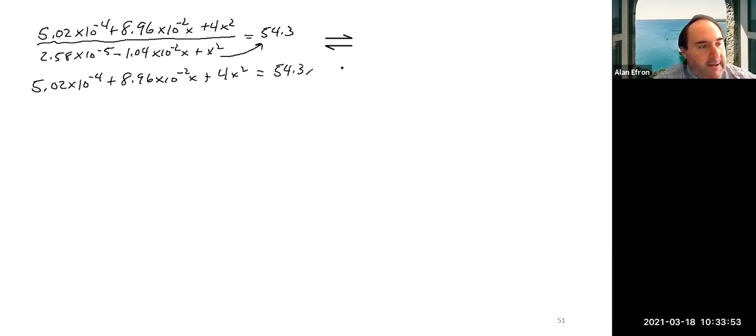54.3x squared minus 5.63 times 10 to the minus 1x plus 1.40 times 10 to the minus 3. And again, that's just multiplying everything on the bottom to the other side. Any questions on that so far?